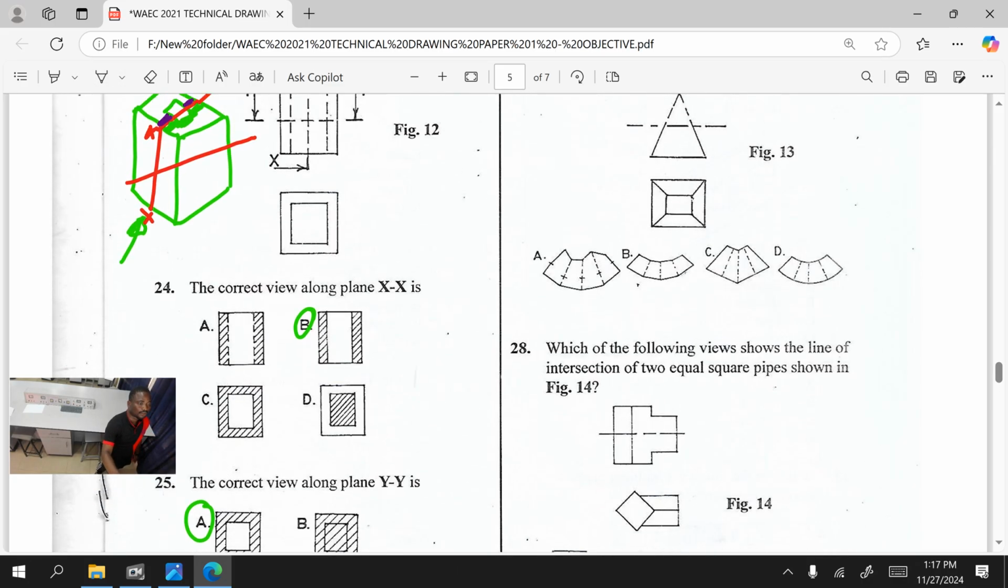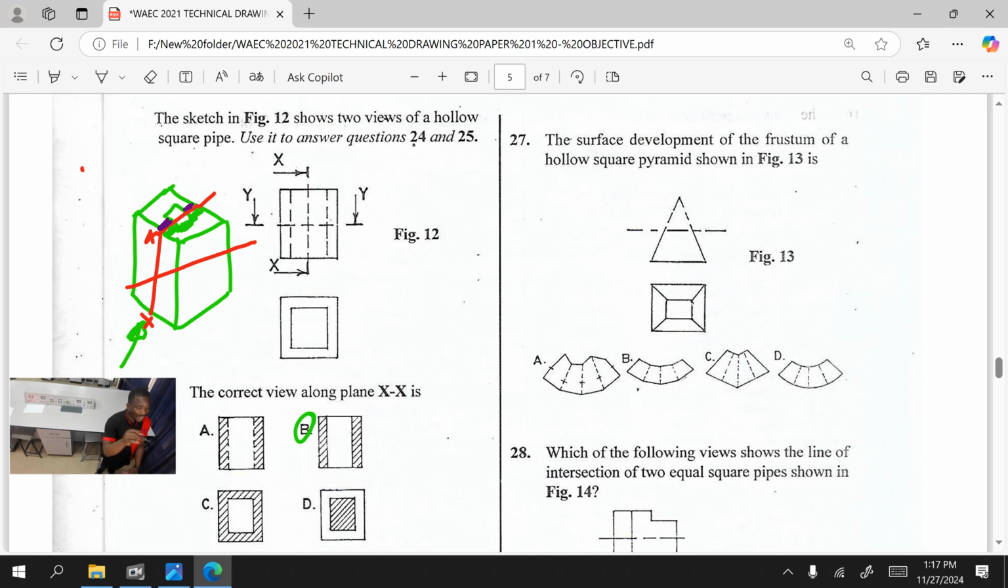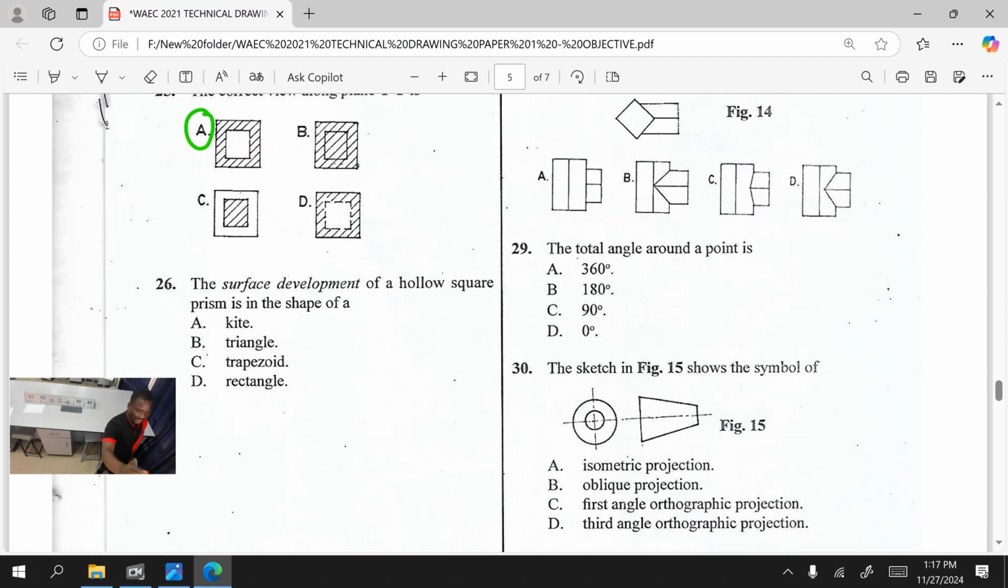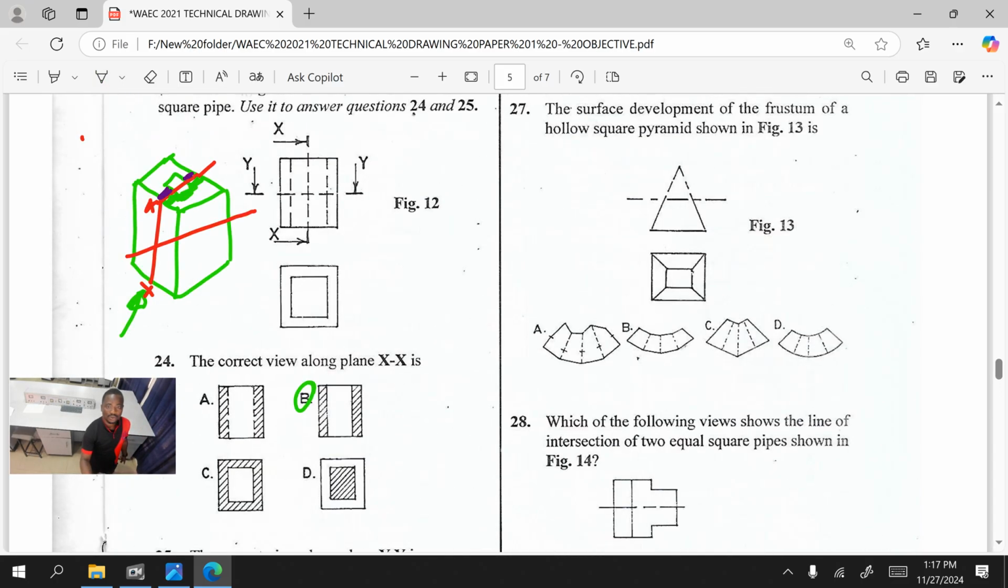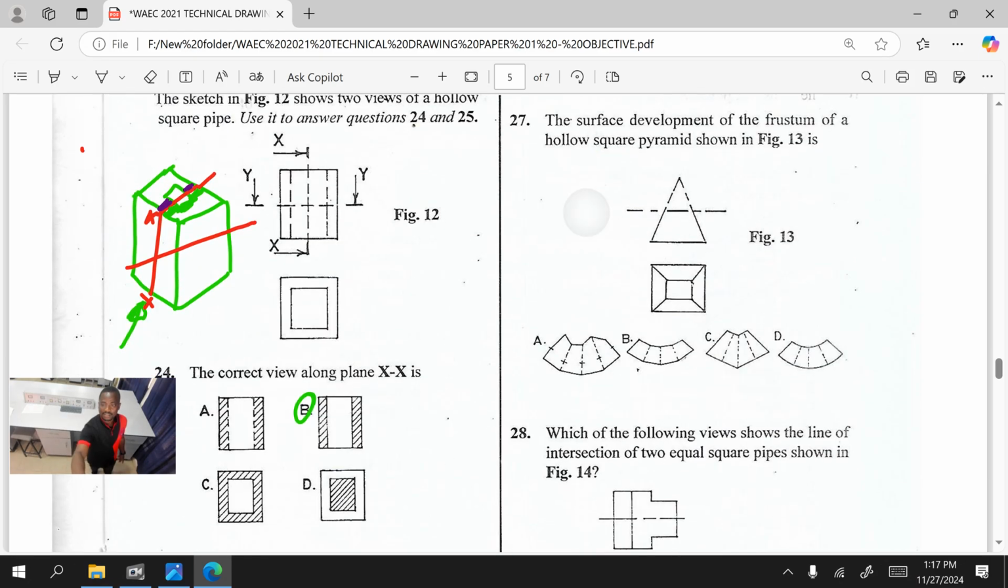Look at exactly what I drew for you here, and look at the front view. What shape do you think you are going to have? It's as simple as that. You don't need more explanation on that. It's just for you to understand surface development and also be able to use your thinking. The answer is a rectangle. It's a rectangle. So we'll go to number 27.